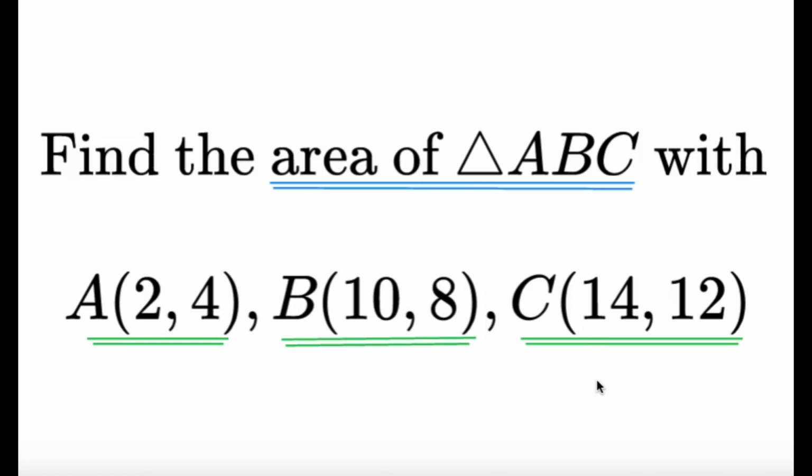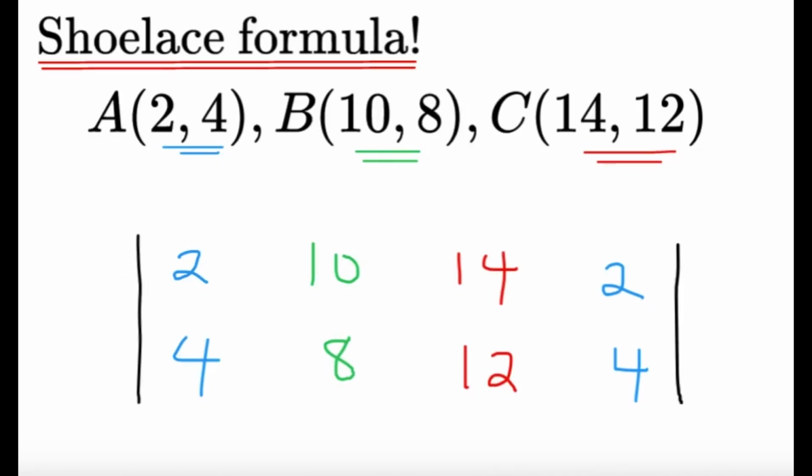Now, this is a very classic example of the use of determinants because whenever we have 3 points in a triangle, in a plane, we can always use the shoelace formula. It doesn't really matter what order you choose the points in, but what matters is how you write the points in the determinant that we're going to take. For example, I want the order of my points 2, 4, 10, 8, 14, 12, just because it's in chronological order and alphabetical order as well, A, B, C.